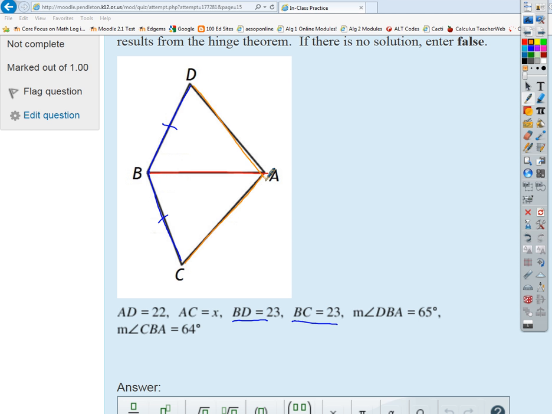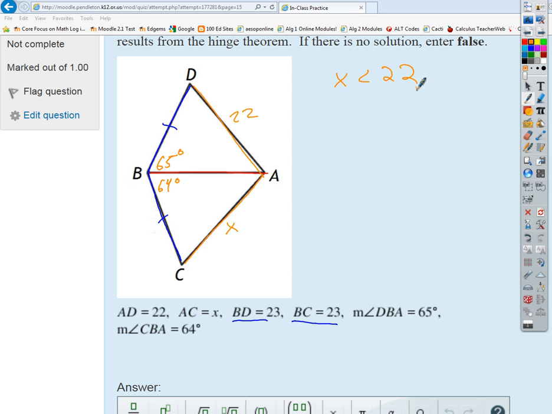What do they tell us here? They tell us that the measure of angle DBA, so the top one, is 65, and the bottom one is 64. Okay, so AC is equal to X, and AD is equal to 22. So what has to be true here? What does the hinge theorem tell us about this? X is less than 22. Yeah, this has got to be a bigger rubber band length, right? So we know this is the smaller one, so X has to be less than 22.